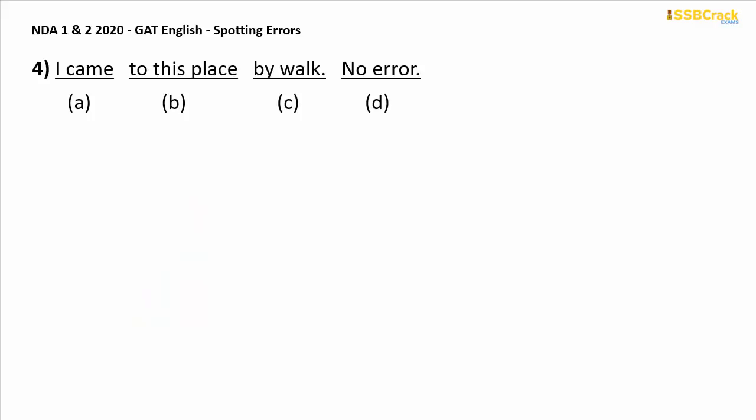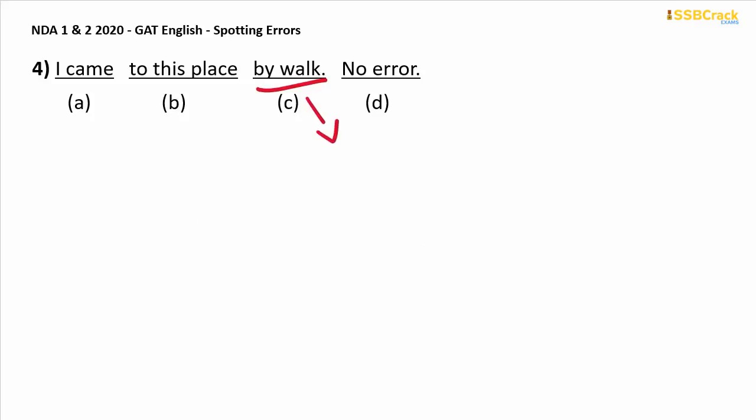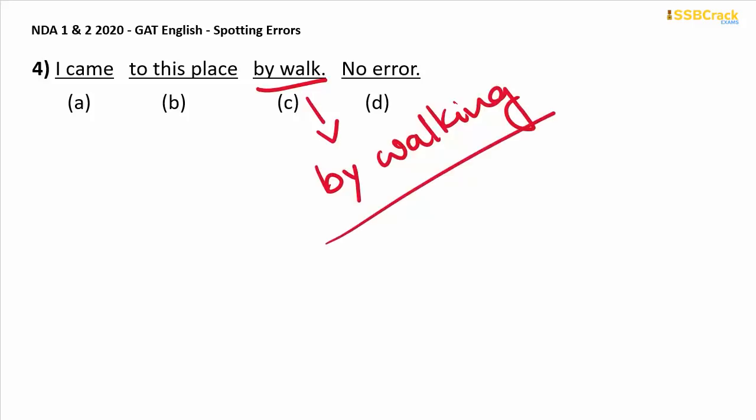The next question now. I came to this place by walk. Now, again, there is a wrong way in which the phrase by walk is used here. It will not be by walk. Actually, the correct phrase will be by walking. So you can say, I went to that place, I went to my school, I went to the office, or I came to your house by walking. Okay, by walking is the correct phrase, not by walk. So the error is in part C of the sentence.